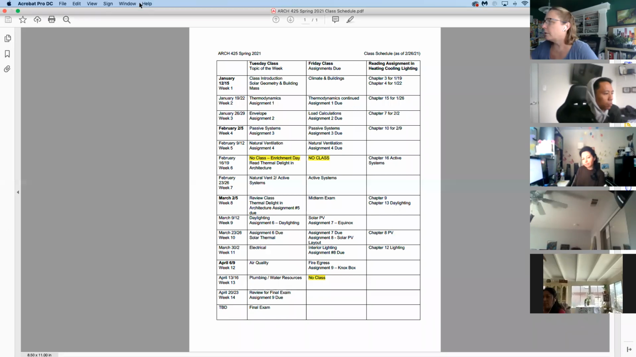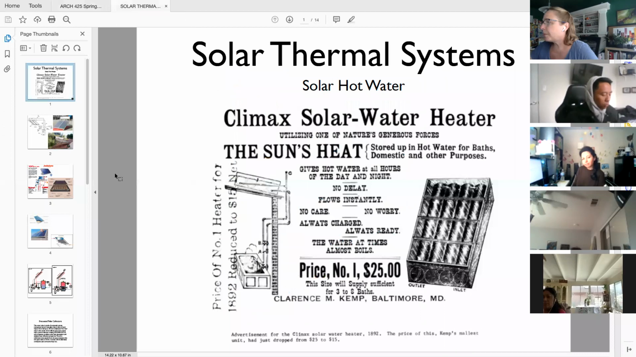All right, so today's going to be pretty short. Solar hot water, pretty straightforward. The most important thing I want you to realize and be able to articulate is the difference between solar electric, also called PV or photovoltaic, and solar hot water. Solar hot water is also called solar thermal.